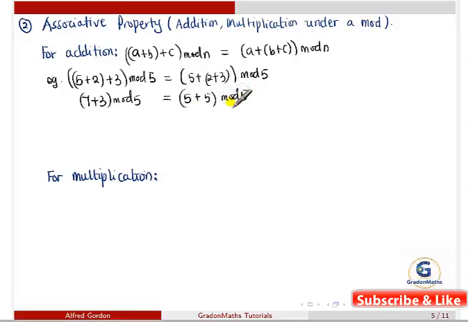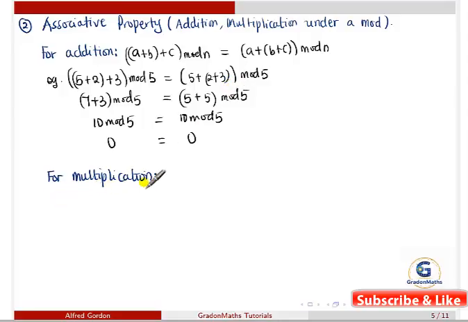So here we are doing the left hand side and the right hand side simultaneously. Here we have 10 mod 5, and here we also have 10 mod 5. We can see 10 mod 5 gives us 0, and it's true that 10 mod 5 is also 0. Therefore, yes, this setup of our associative property is really true.